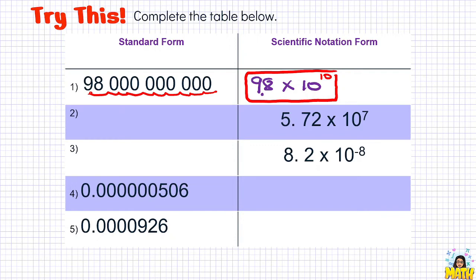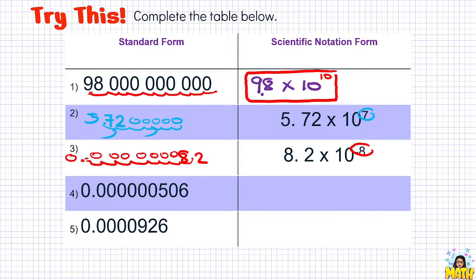Number 2, the other way around, 5.72. We move the decimal point to the right since the exponent is positive, so we move it 7 times. And afterwards, you can put commas so that you can read it easily. So therefore, this is now 57,200,000. For number 3, since we have a negative exponent, we will be moving the decimal point to the left. We're going to have this answer. So that is the standard form for number 3.